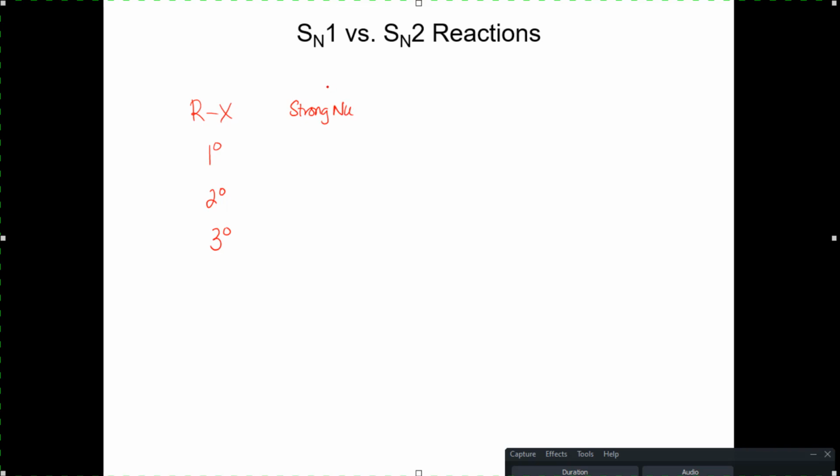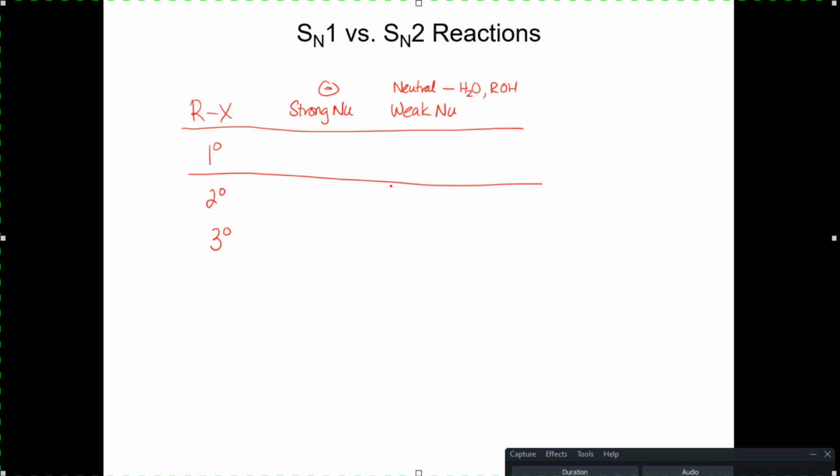And remember, a strong nucleophile has a negative charge. But what happens if it's a weak nucleophile? And remember, a weak nucleophile is neutral. And our two weak nucleophiles at this point are water and alcohol. So we can create this chart, and we could go ahead and fill it in about whether the reaction will be SN1 or whether it'll be SN2.